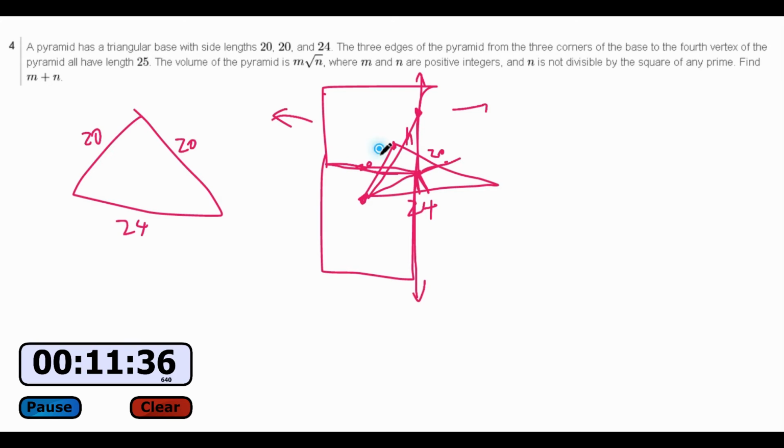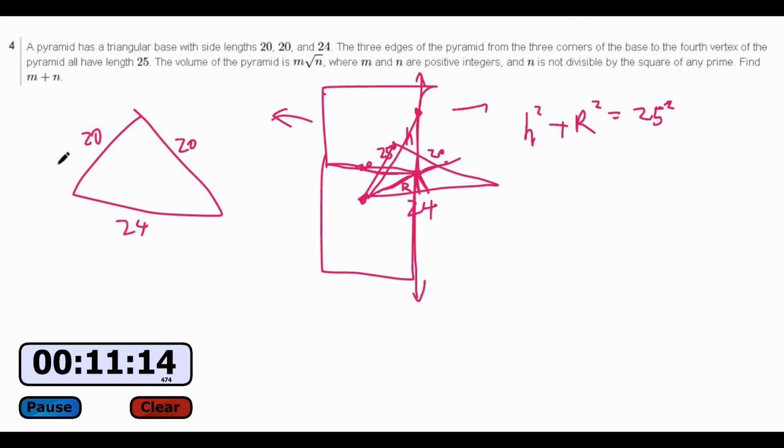We know that this hypotenuse is 25, and then we finally know that this leg right here is r, where r is the radius of this 20, 20, 24 triangle. So we have that h squared plus r squared is equal to 25 squared. Okay, but we have 2 variables here and only 1 equation. How do we solve this?